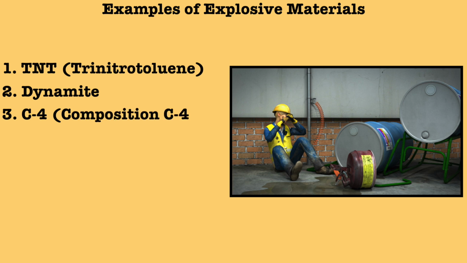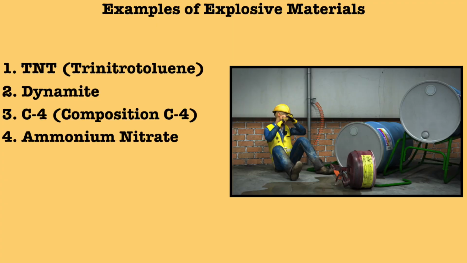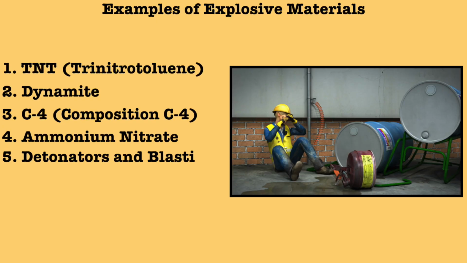Third is composition C4. C4 is a plastic explosive used by military and law enforcement agencies. It is highly stable and can be molded into various shapes. Other one is ammonium nitrate. Ammonium nitrate is used in fertilizer production but can also be used as an explosive when mixed with fuel oil, ANFO. The Oklahoma City bombing in 1995 involved the use of ANFO. Detonators and blasting caps are small devices that contain sensitive explosive and are used to ignite larger explosive charges.